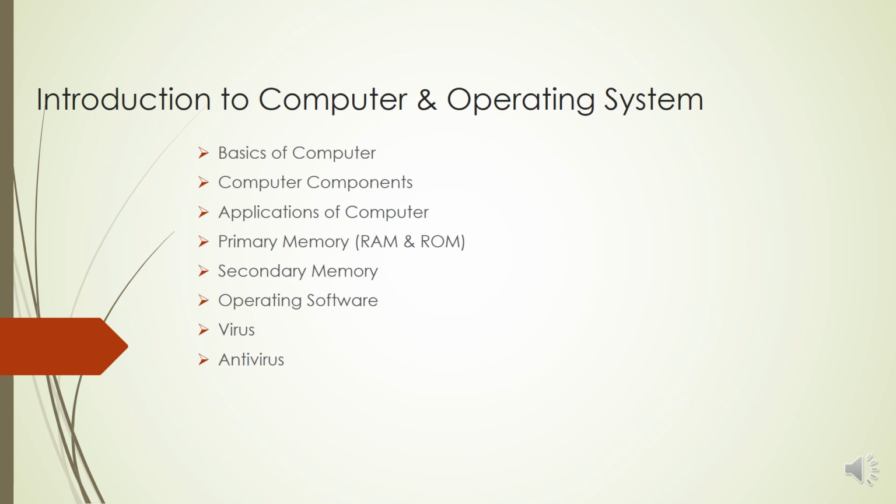The next point is primary memory. The primary memory is also called the main memory of your computer, because primary memory, also referred to simply as memory, is the only direct access to the CPU. Primary memory is of two types. The first is RAM and the second is ROM.